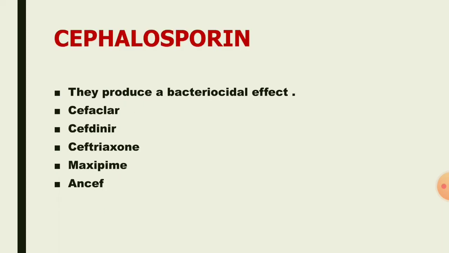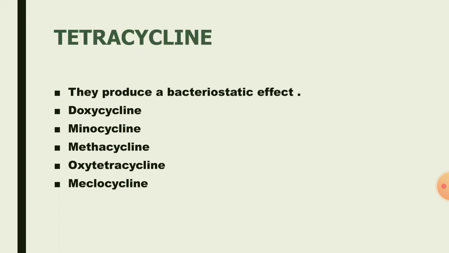Then the cephalosporins, they produce bactericidal effects. In this, cefaclor, cefdinir, ceftriaxone, cefepime, and others are the examples. Next one is tetracyclines. Tetracyclines produce a bacteriostatic effect, which means they inhibit the growth of the bacteria. Examples: doxycycline, minocycline, methacycline, oxytetracycline, meclocycline.